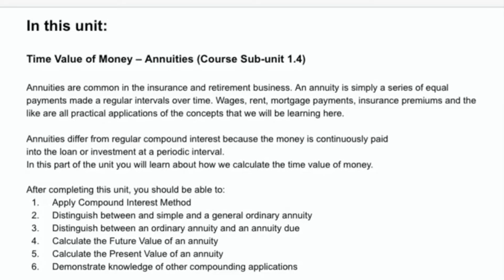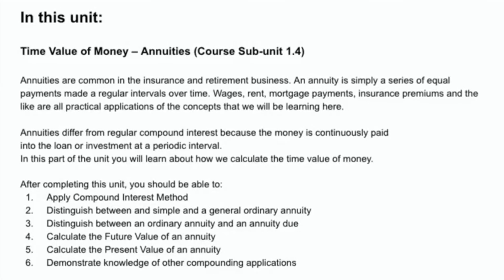Annuities differ from regular compound interest because the money is continuously paid. So the loan is paid off in dribbles as opposed to one single payment at the end. What we're going to do here is look at this compound interest method to calculate an annuity. And there are different types of annuities. There are simple annuities and general annuities, and we'll look at those.